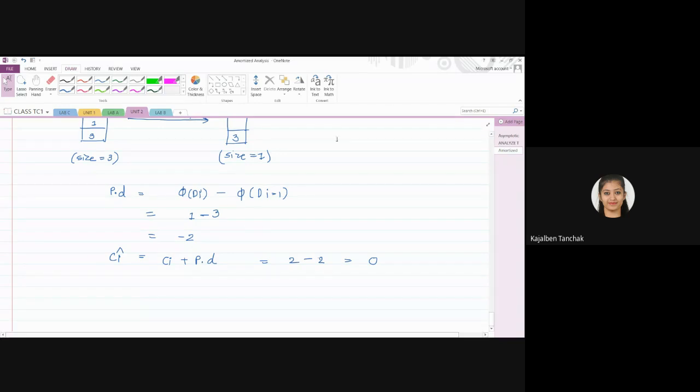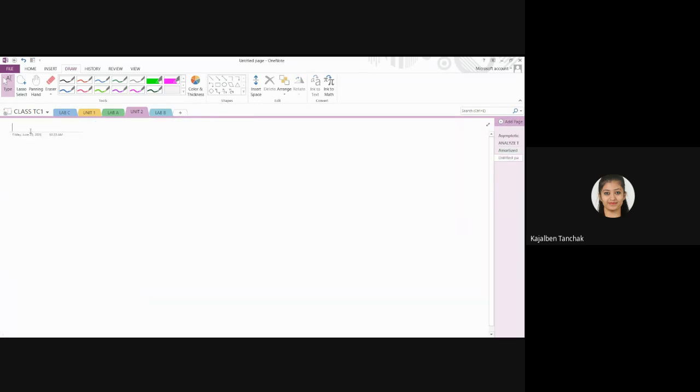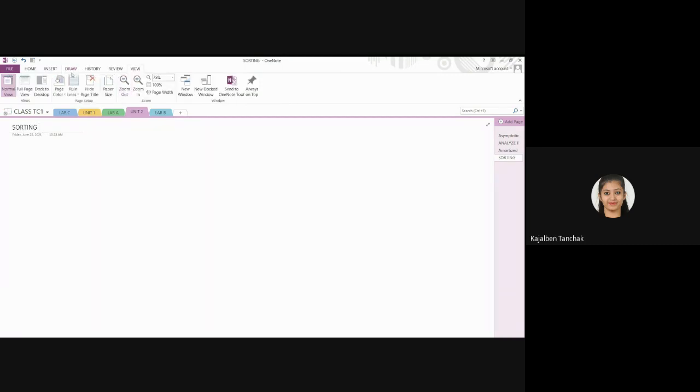So next we are going to start with the new topic, that is algorithms and time analysis of sorting. Now we are going to start with the sorting algorithms. First we will start with bubble sort.